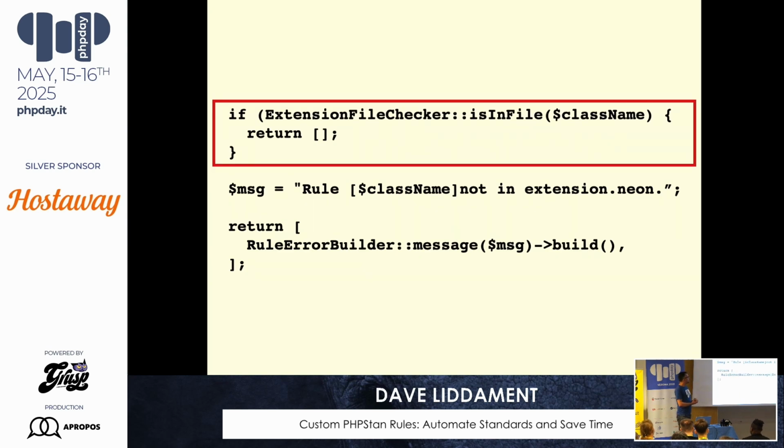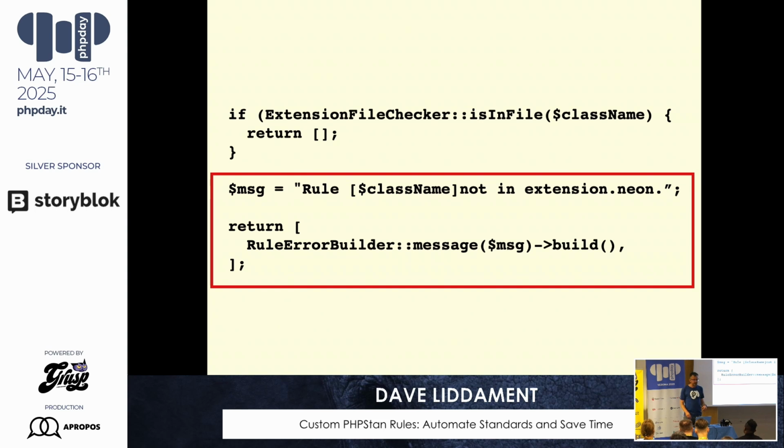And then we've got an extension file checker, isInFileName. So this is saying, is this class name referenced as a rule in the extension.neon file? The implementation of that is not really that interesting. And if it is, we're okay. Otherwise, we fall down to here and we say, Dave, you've forgotten to add your rule to the extension.neon file, so no one will be able to make the benefit of that.